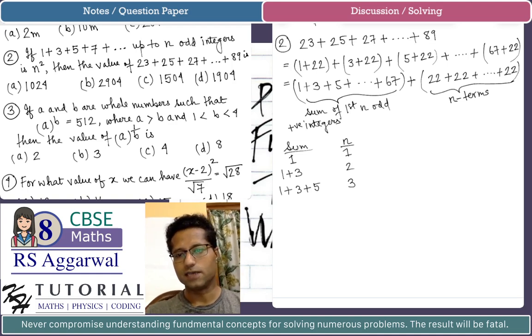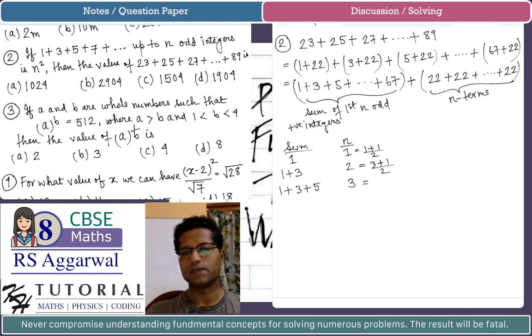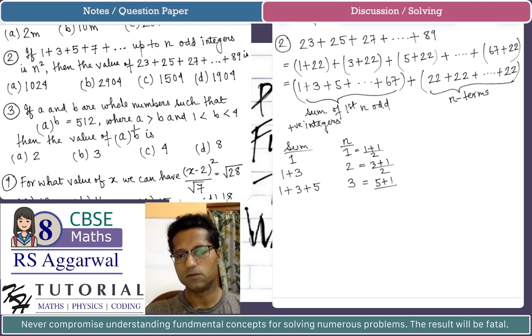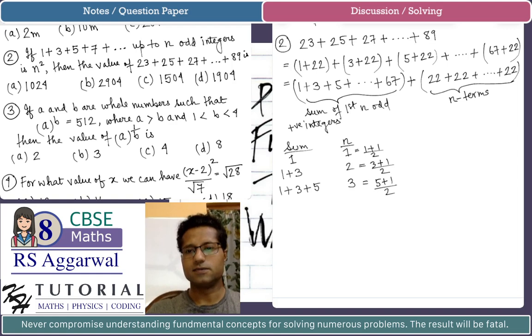Now how is this n related to the sum? You can see that this 1 is nothing but the last term in the sum plus 1, by 2. This 2 is the last term in the sum, that is 3 plus 1, by 2. Similarly, this 3 is the last term, 5 plus 1, by 2.